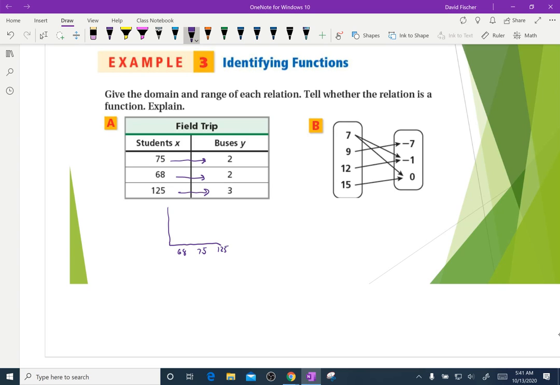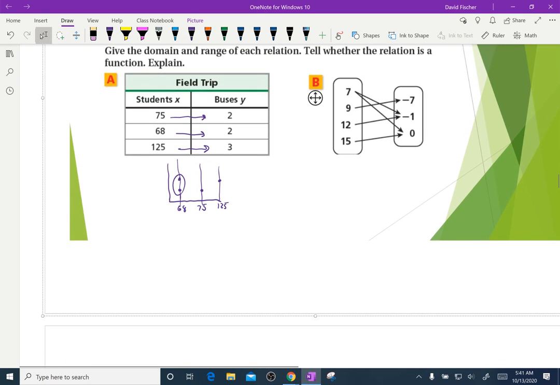If I was to graph this, 68 would be on a 2, 75 would also be on a 2, and 125 would be on a 3. Each number, as I look up and down my graph, has only one dot. If for some reason I had 2 dots above each other, because 68 would have an output of a 2 and maybe a 3, then that would not be a function. So when they ask, is it a function, our x's can only have one y value. So this is a function.